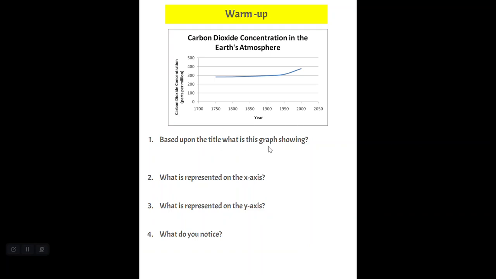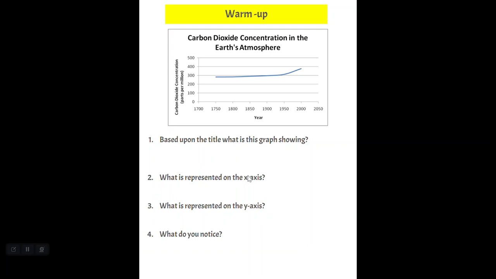Based upon the title, what is this graph showing? Well, you always want to read the title of a graph and read the axes, how they are labeled, and try to figure out what a graph is telling you. This one is carbon dioxide concentration in the Earth's atmosphere. So we know it has something to do with how much carbon dioxide is in the atmosphere, which is the gases trapped next to the planet.